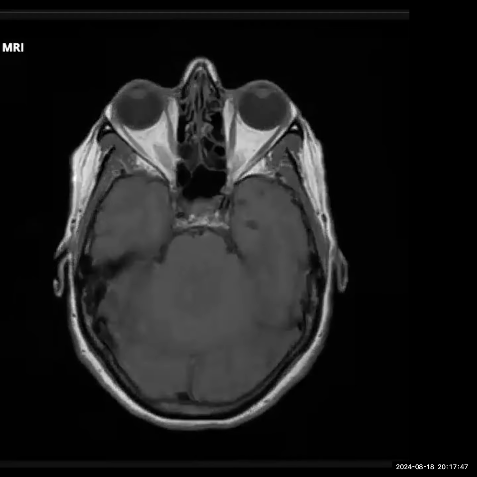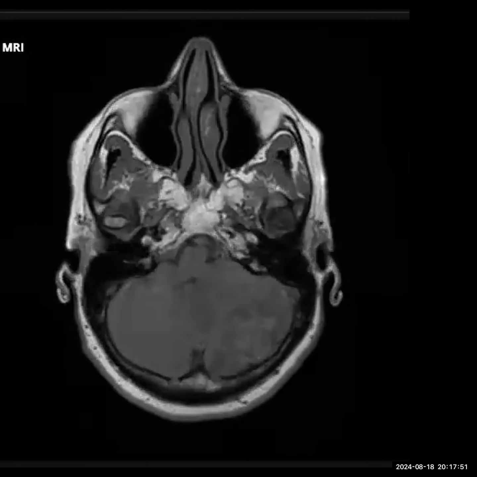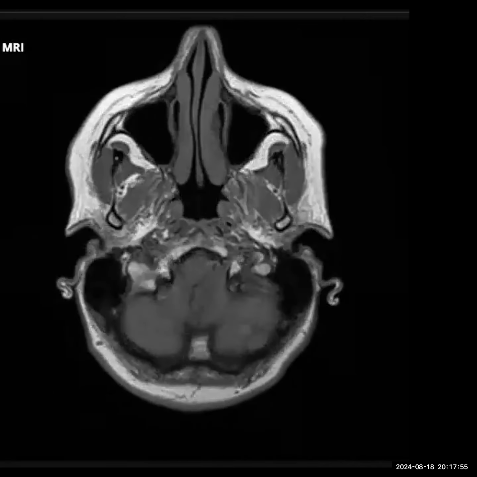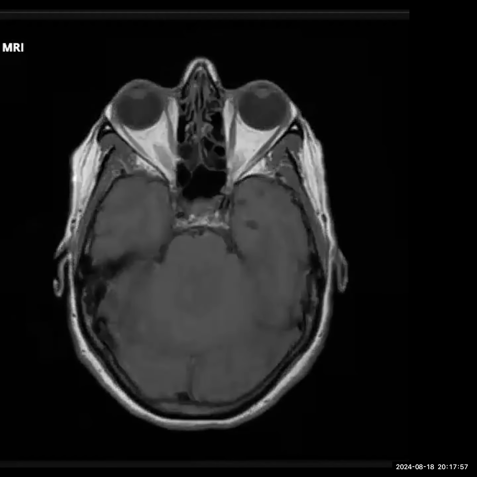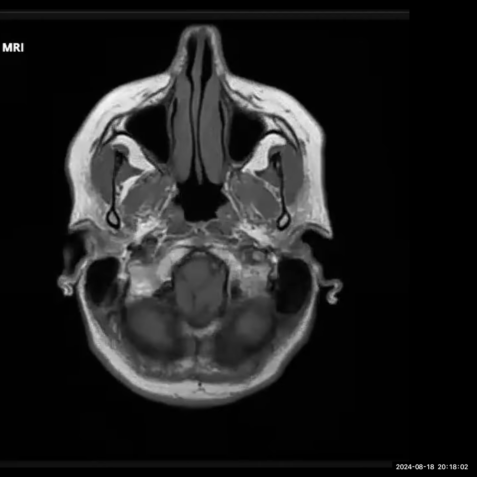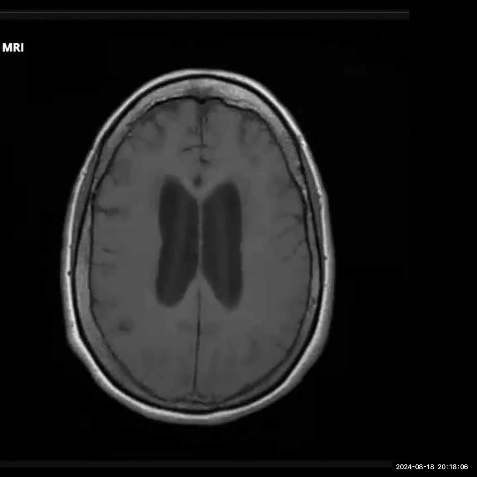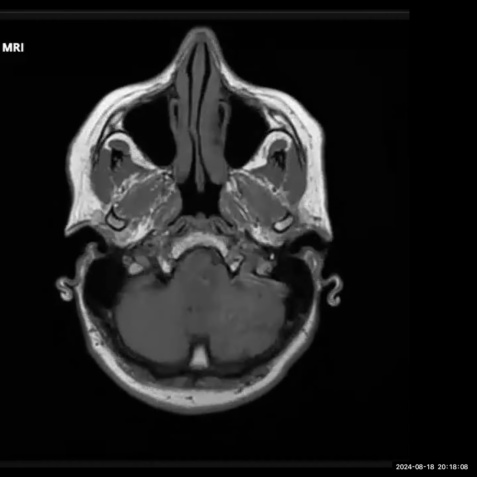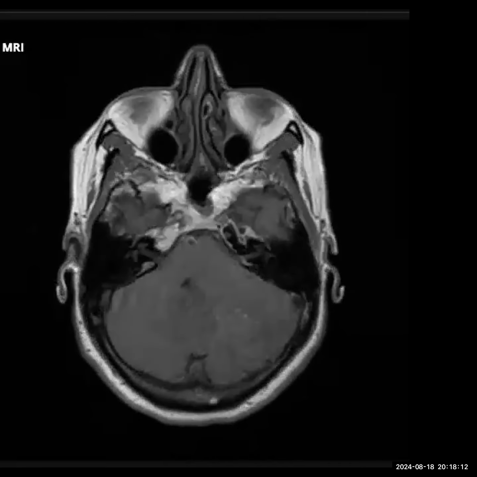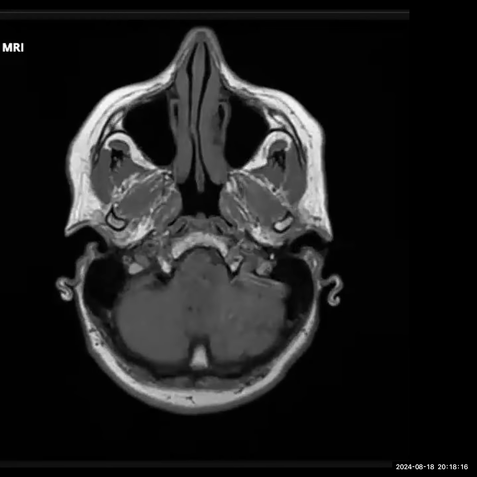So I can see that there is a heterogeneous intensity lesion noted within the left cerebellar hemisphere. There's mild compression over the fourth ventricle. The fourth ventricle seems to be displaced towards the right-hand side, and I think there is mild upstream dilatation of the ventricles as well. I don't see any other lesion. I would want to check this intensity in other sequences as well.